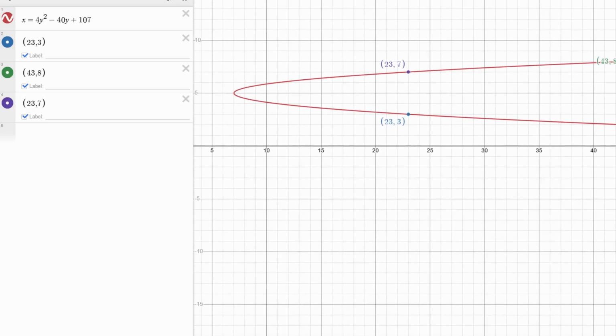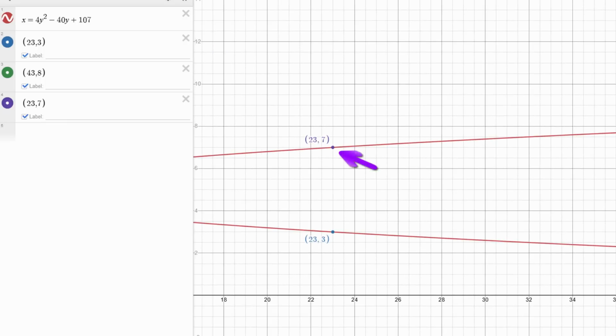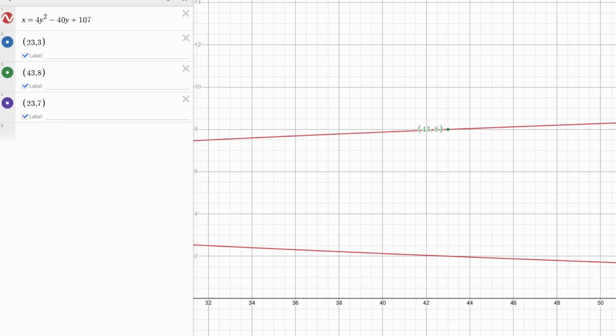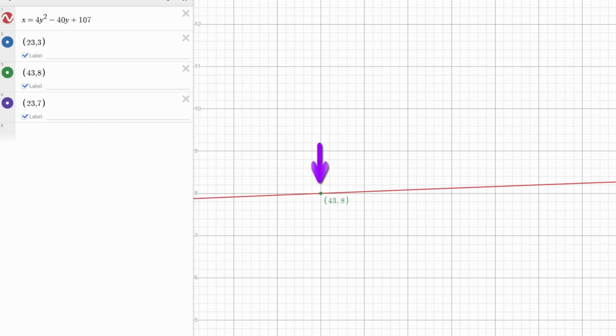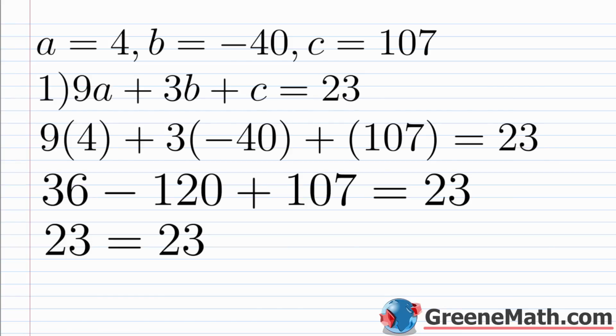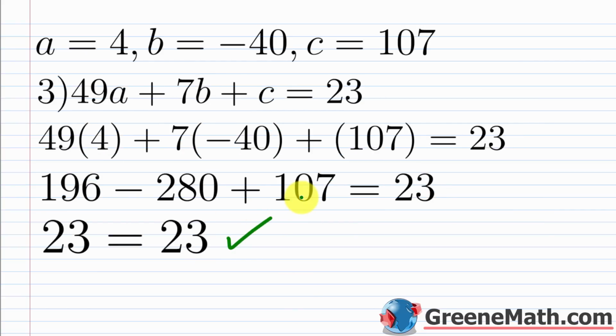Here is our graph of x equals 4y squared minus 40y plus 107. We go through and look at our points. Let me zoom in a little bit. So this one is (23, 7). This one is (23, 3). And this one over here, let me zoom in a little bit more so you can see it, that's going to be your (43, 8). All right, so once again, checking this by plugging in, for the first equation, you get 23 equals 23. For the second equation, you get 43 equals 43. And then for the third equation, you get 23 equals 23.